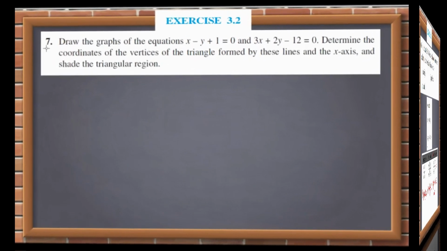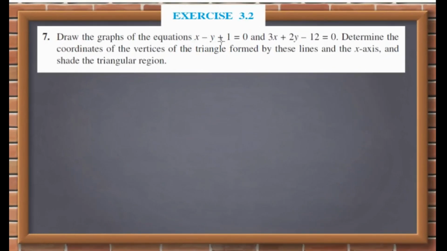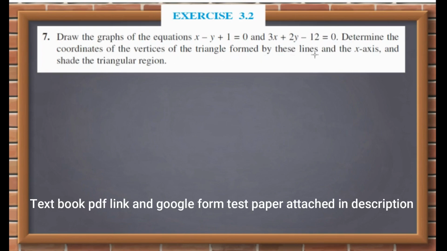Last question of this exercise, seventh one. Draw the graph of the equation x minus y plus 1 is equal to 0 and 3x plus 2y minus 12 is equal to 0. Determine the coordinates of the vertices of the triangle formed by these lines and the x-axis and shade the triangular region. So we have to draw lines for these two equations.